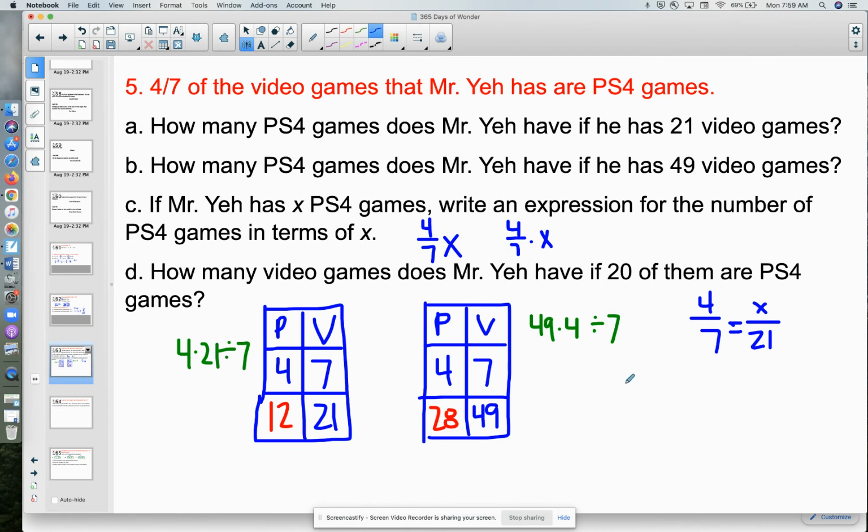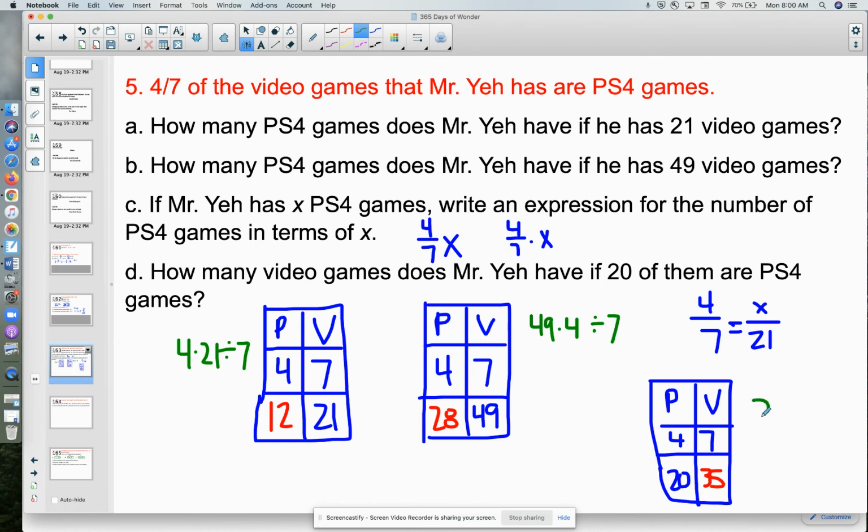All right. How many video games does Mr. Mystery have if 20 of them are PS4? Oh, so now we're going to do the opposite. Now I have the PS4 games. So P, V, then 4/7. So now I have the PS4 games, if that's 20. Now I have to just cross multiply and divide, and that is 35. 20 times 7 divided by 4.